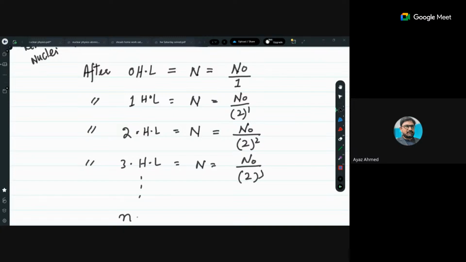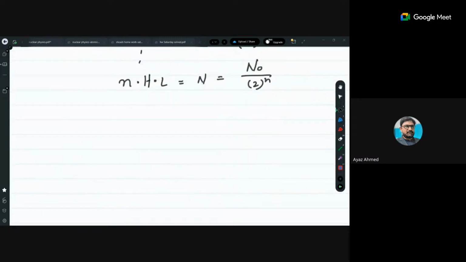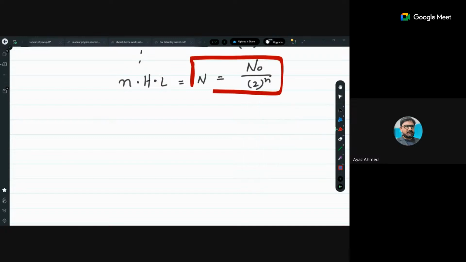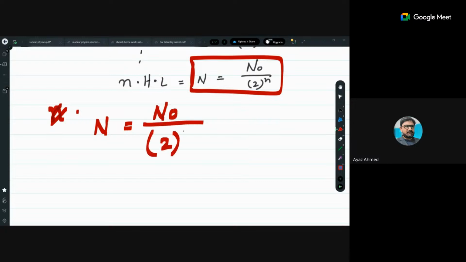So whatever the number of half-lives, after n half-lives, the remaining number of nuclei equals the original number of nuclei divided by 2 power n. This is really simple to understand: if you know the number of half-lives and the original number of nuclei, you can relate them together. So the remaining number of nuclei equals the original number of nuclei divided by 2 power n. Will you remember this equation? Yes, sir.